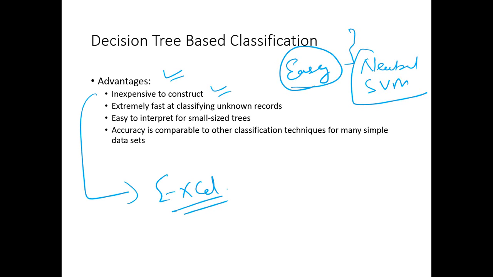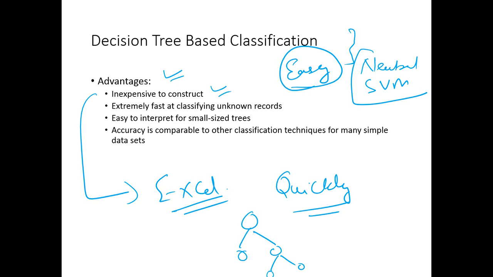It's extremely fast at classifying. So if you have a large data set and you want to quickly do something, a decision tree is a very good algorithm to use. And it's easy to interpret, right? Because you can actually visualize it very well. So if you are planning to explain this to a non-technical audience, you can use this and explain it to them. So that's very good.